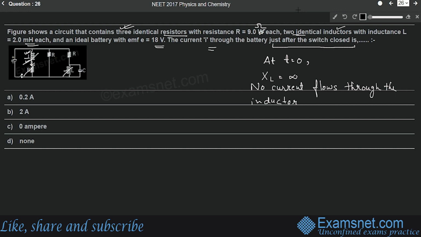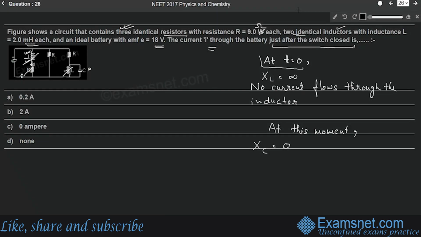Now next thing is capacitor. So what will happen to the capacitor at this moment? That means at t equals to 0, the case with capacitor is just the opposite of the inductor. That means that at this moment, the resistance offered by the capacitor will be equal to 0.